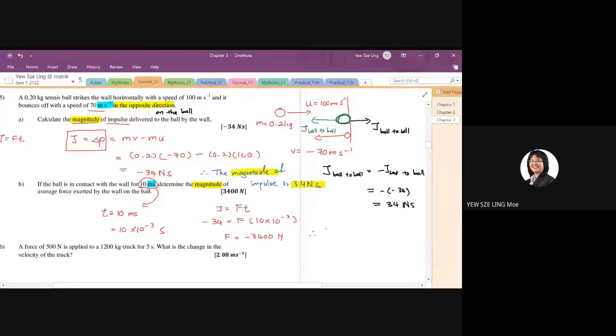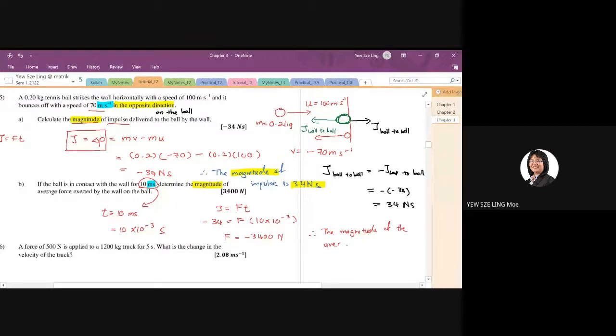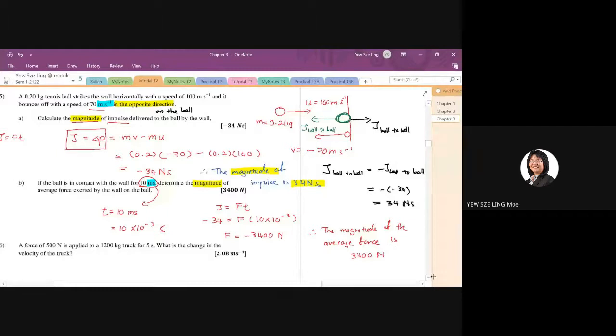Therefore, you rewrite it. The magnitude of the average force is 3,400 Newton. Okay, 3,400 Newton.